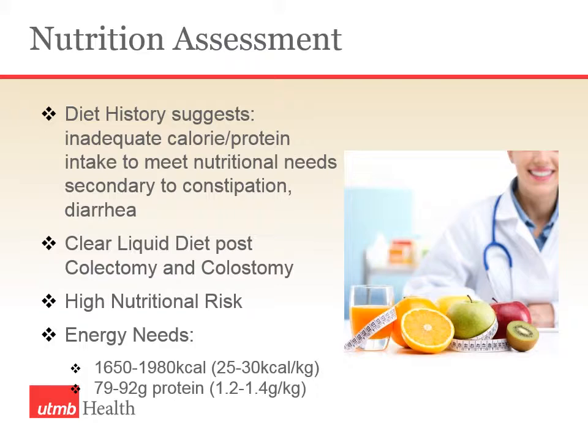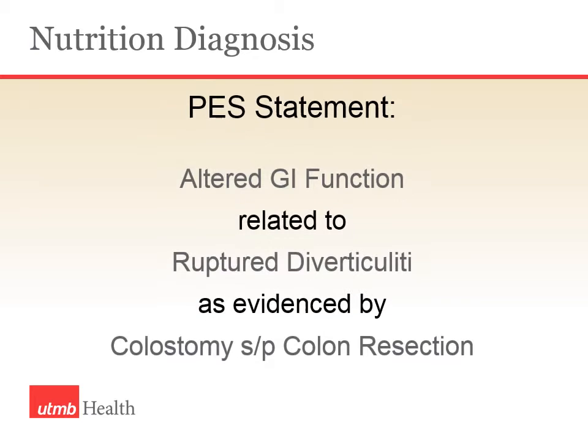His energy needs were 1650 to 1980 kcal, and that's based off of 25 to 30 kcal per kilogram, and 79 to 92 grams of protein based off of 1.2 to 1.4 grams per kilogram. The nutrition diagnosis, PES statement, is altered GI function related to ruptured diverticulitis as evidenced by colostomy, status post colon resection.